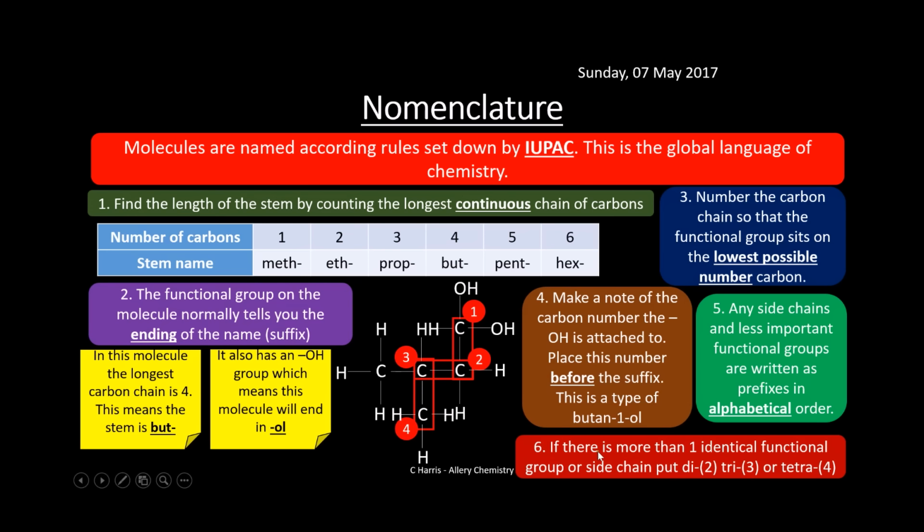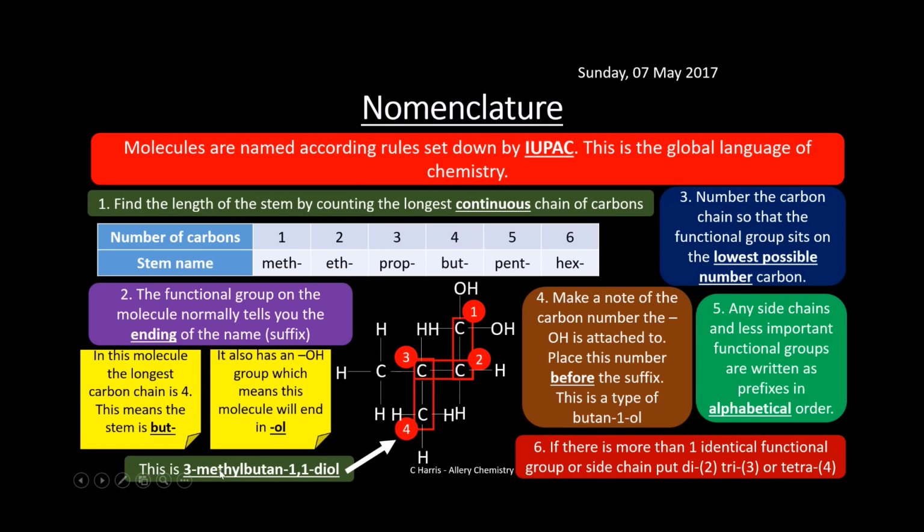And finally, if there is more than one identical functional group or side chain, we put di, tri, or tetra in front of it. So di for 2, tri for 3, tetra for 4. So this one here is 3-methyl-butan-1,1-diol. Right, let's break this down a little bit.